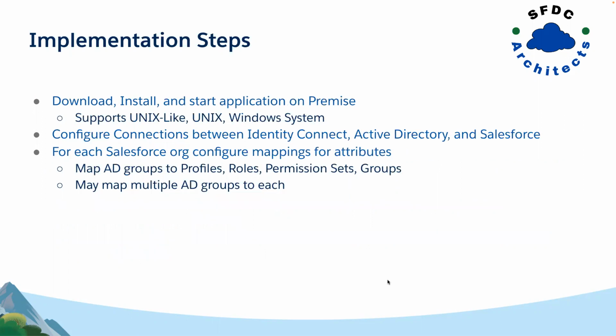Then, like I said, on-premise, you're going to download, install, and start the application on your on-premise servers. It supports Unix, Unix-like, and Windows systems. You're going to configure the connections between Identity Connect, Active Directory, and Salesforce. And you can use AD groups to map to profiles, roles, permission sets, and groups, and you can map multiple AD groups to each one of these. So this is how you end up doing user provisioning and deprovisioning.